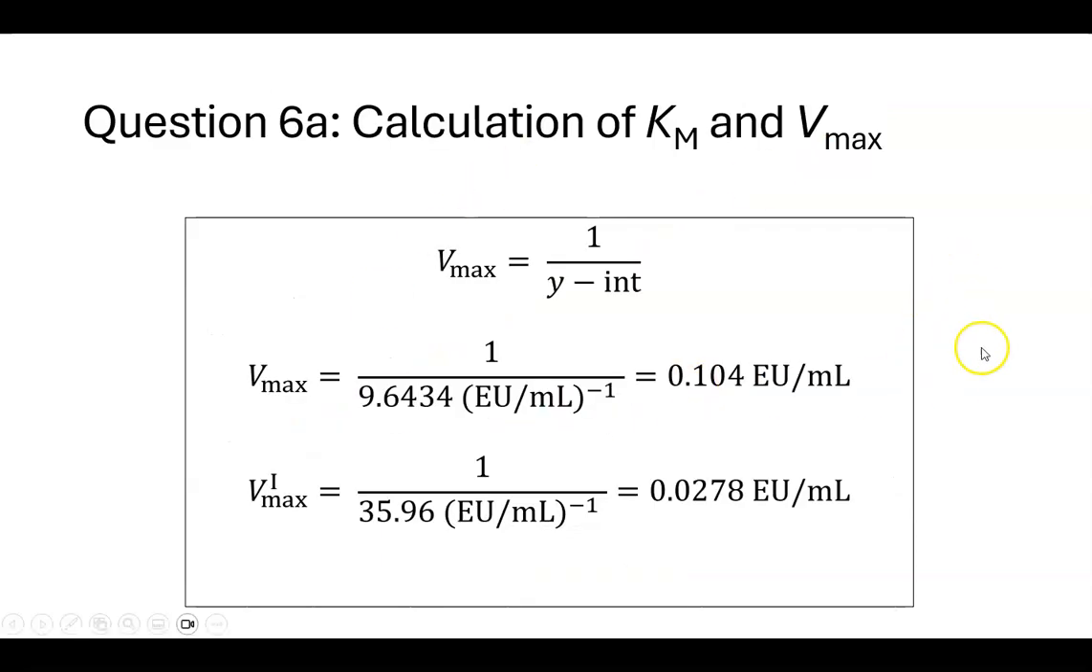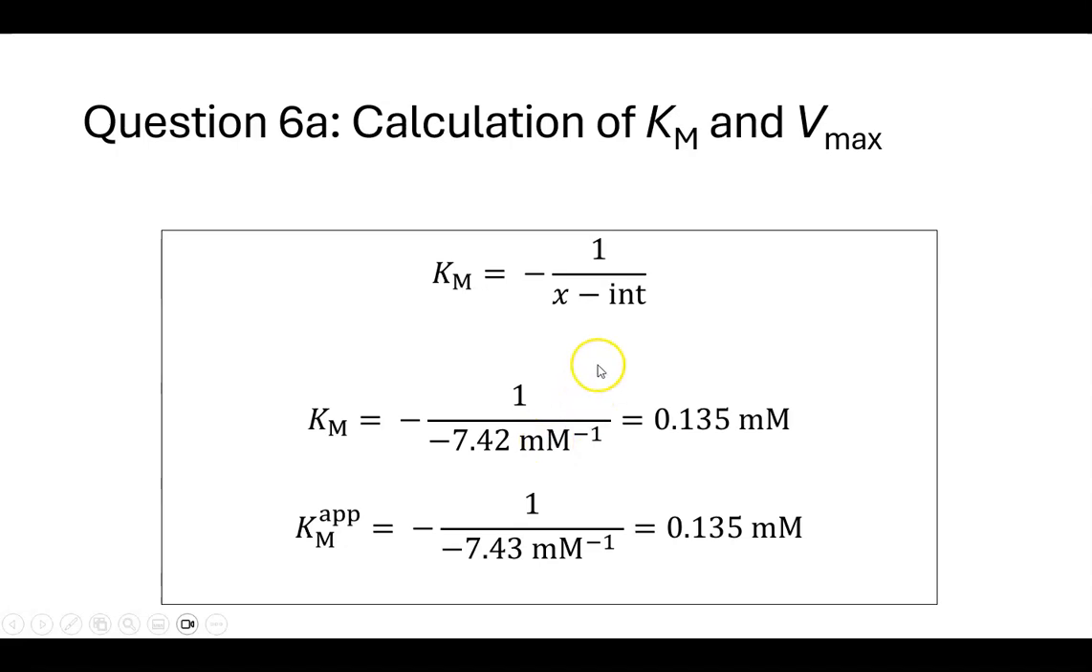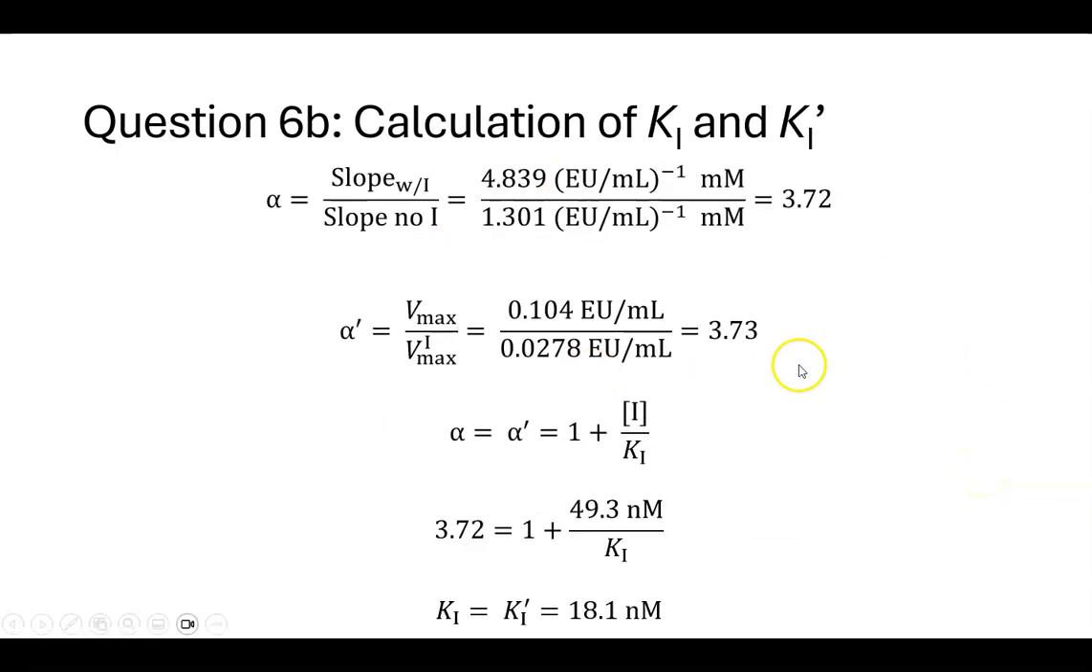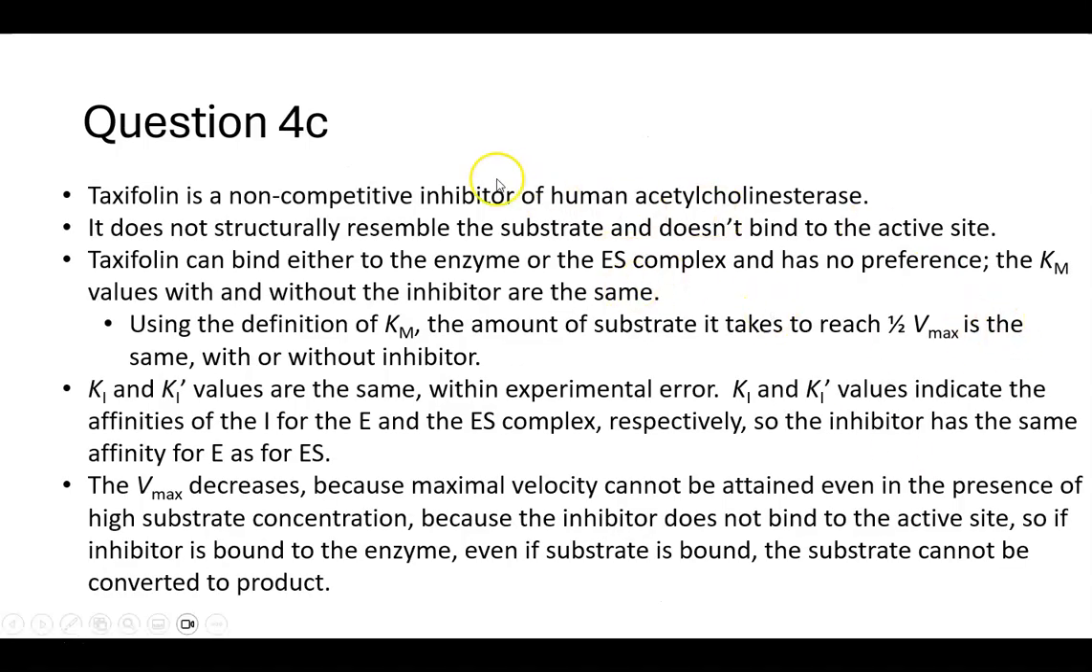Same thing. For Vmax, we take the reciprocal of the y-intercept with and without the inhibitor, and I have these values right here that I've reported. Same thing with Km, and I calculated the x-intercept to convince myself I would get the same Km, and I do. And I did the same thing with Ki and Ki prime. So I calculated alpha prime by comparing the Vmax values. Within experimental error, I get the same thing. So alpha equals alpha primed, Ki equals Ki primed, and I get 18.1 nanomolar for my values. Here again, I just copied and pasted, and I put in acetylcholinesterase. So again, this behaves exactly the same way as the other two. So everything that we said about the non-competitive inhibition of carbonic anhydrase 1 and carbonic anhydrase 2 applies here as well.